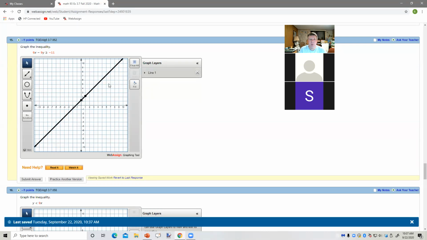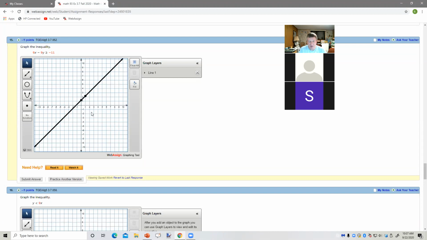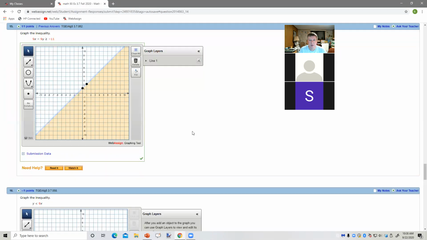So the equal to part is the solid line. Y is less than or equal to. So where would y be less than this line? Y would be below it. So I'm going to fill. This always pops up whenever I click that, just telling me I need to do that last. So okay, I'm going to fill that in right there and then submit my answer. And there you go. All right.